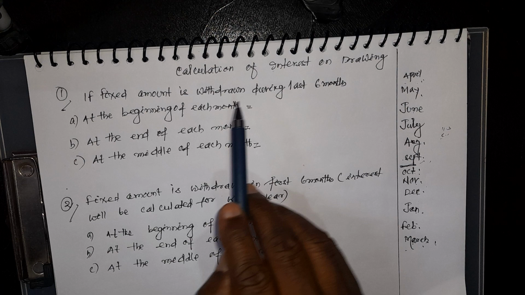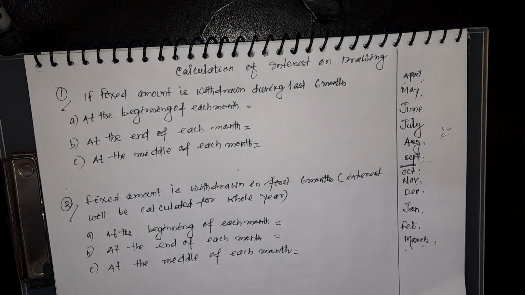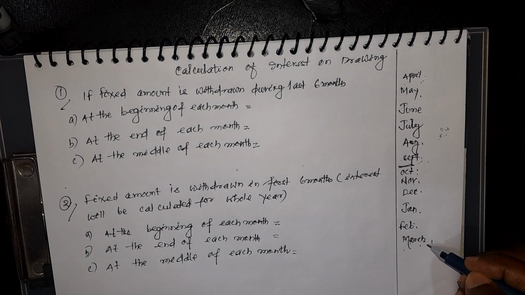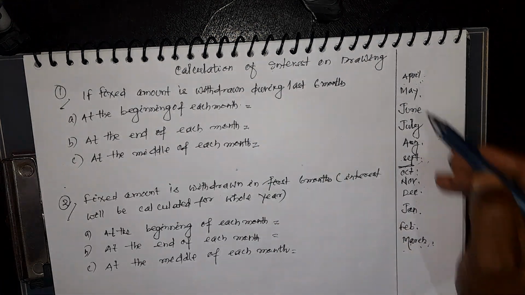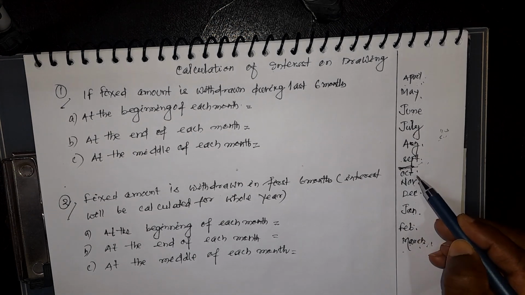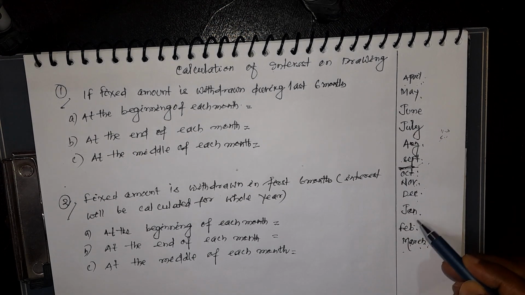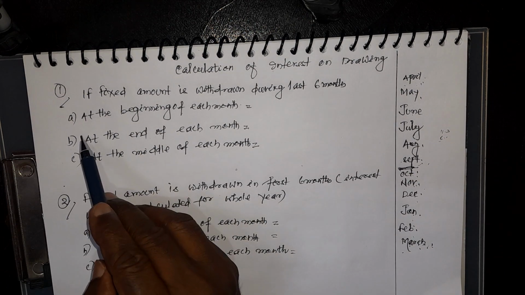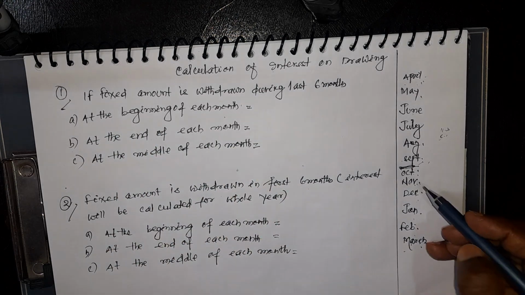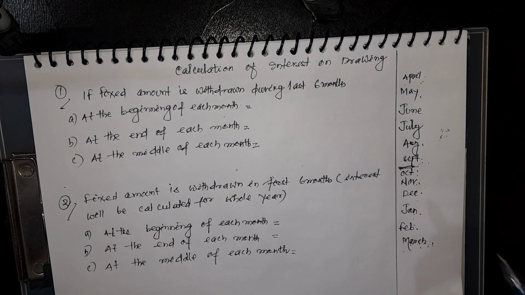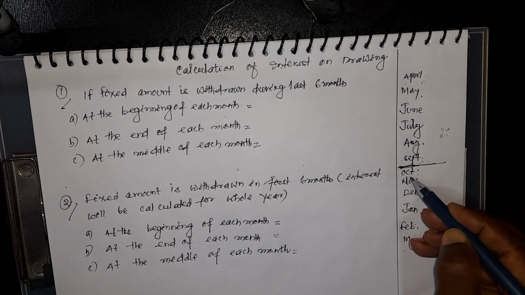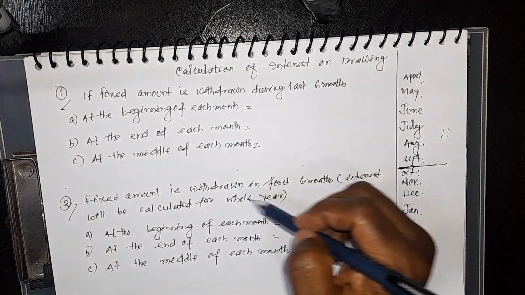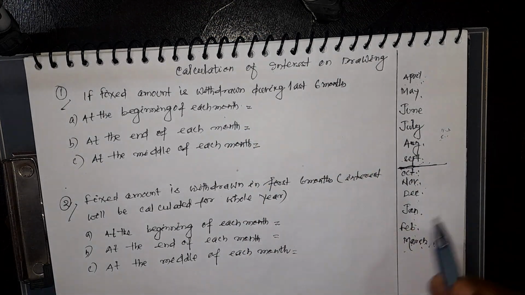If a fixed amount is withdrawn during the last 6 months, you see now I wrote the months here, April to March. For the last 6 months, it will start from here: October, November, December, January, February, March. Here it is written at the beginning of each month. So now be careful, I am explaining only the calculation of average period.